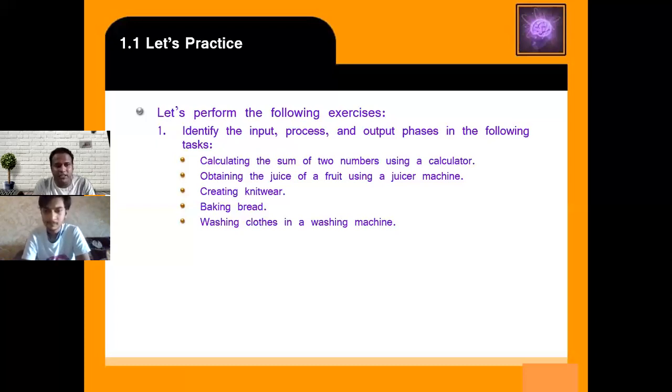Washing clothes in a washing machine. What happens here? Your input is your dirty clothes. Then you are taking the washing powder, the detergent. Then the processing is going on inside the washing machine. Then it gives you the result, the fresh clothes. So that is the input, process, output that is present everywhere.